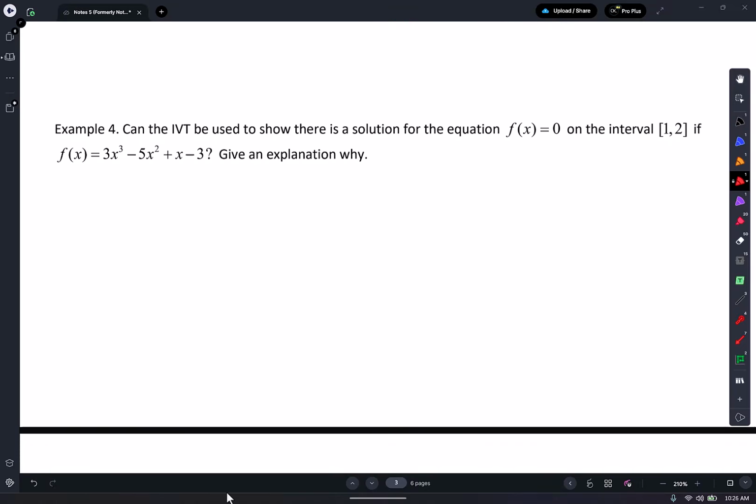Look at this question. And I know, look, I just told you not to use IVT, and here I am giving, with my own bad advice, using IVT. So I'm going to put here, rewrite. Do not use the acronym. Use the entire thing: Intermediate Value Theorem. Can the Intermediate Value Theorem be used to show there is a solution for the equation f of x equals 0 on the interval 1 to 2 if f of x equals all that expression? Give an explanation why. Okay, is f of x continuous?